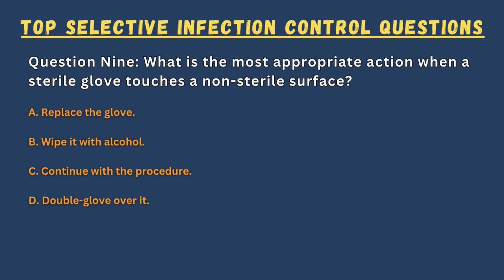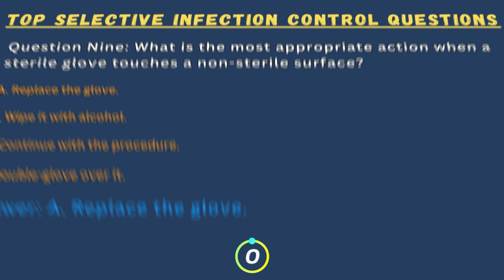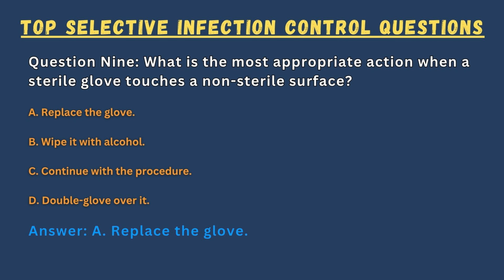Question 9. What is the most appropriate action when a sterile glove touches a non-sterile surface? A. Replace the glove. B. Wipe it with alcohol. C. Continue with the procedure. D. Double glove over it. Answer: A. Replace the glove.